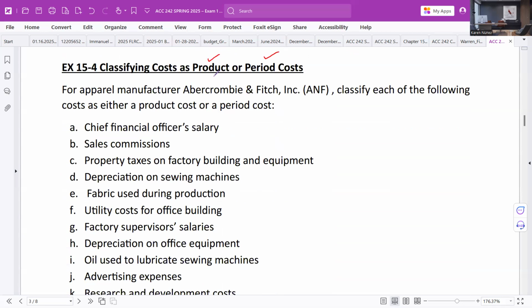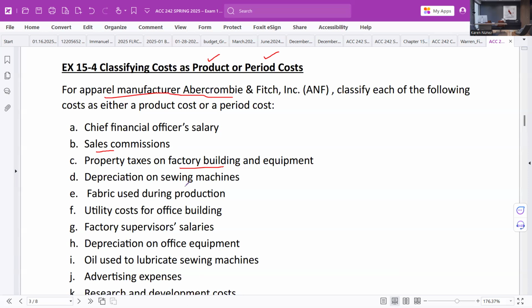Product costs are related to production. Period costs are not related to production. So you've got an apparel manufacturer. They make clothing. And we need to be able to classify these costs. So the chief financial officer's salary, chief financial officer. Financial officer has nothing to do with production. That's a period cost. Sales commissions, that has nothing to do with production. That's a period cost. Property taxes on the factory building, that is a product cost. It's just overhead. You can't trace property taxes to your product. It would just be overhead, but it's a product cost.